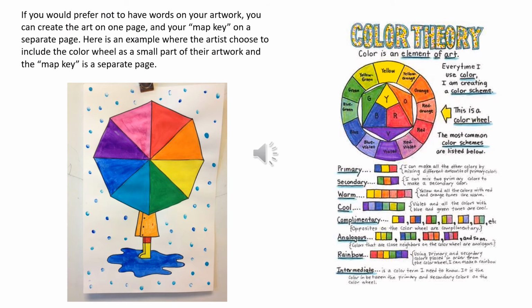If you would prefer not to have the words on your artwork, you can create the art on one page and your map key on a separate page. Here is an example where the artist chose to include the color wheel as a small part of their artwork and the map key is a separate page.